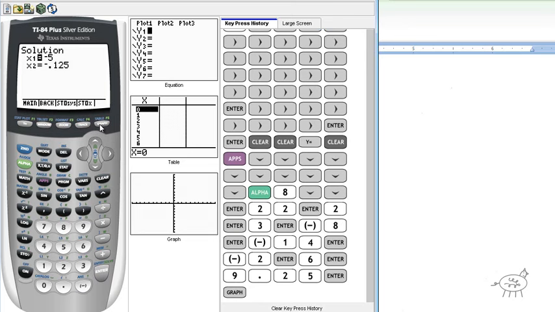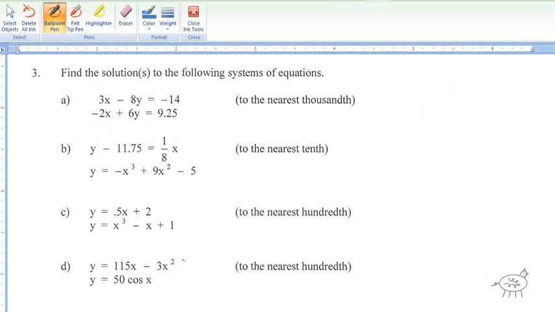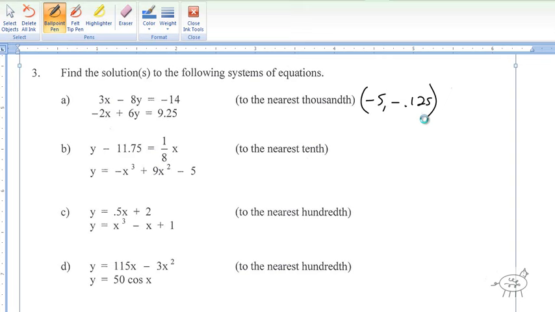There we go, man. Of course, x1, x2 represent x and y, so the answer for this problem is -5, -1.2, -0.125. So let me write that in here in the notes. That is -5, -0.125. Sweet.